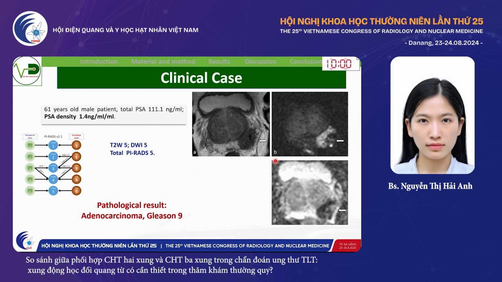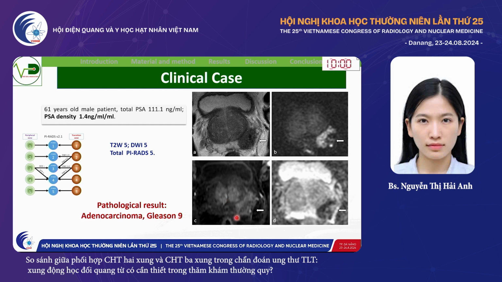And you may notice something missing here. We have A, B, and D without C, right? This is the DCE missed, but the DCE information wasn't needed in this case.